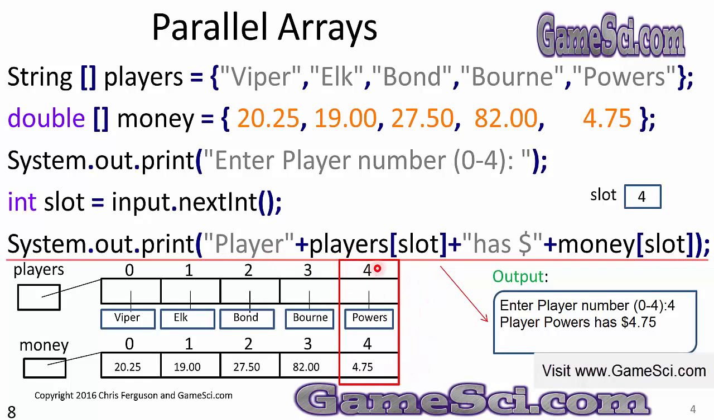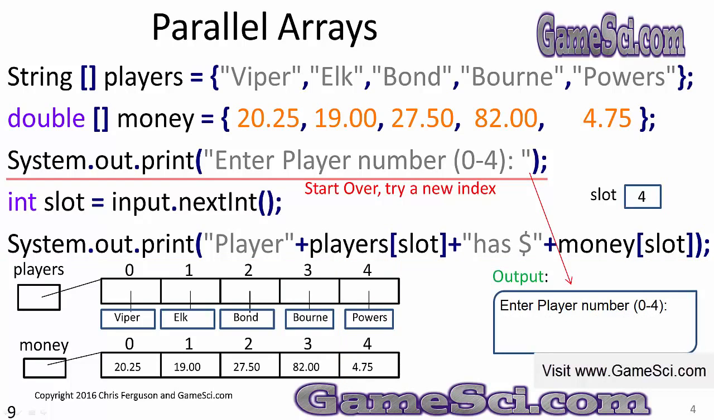We go to the players array first and find out that in position 4 of the parallel arrays, the player has a name of Powers. We then go to the other side and say has this amount, and we access the money array at the same position 4. The money array in position 4 says Powers has $4.75 in their pocket. Do you see what I mean by a parallel array? The name is stored in one array, players, and the amount of money that player has is stored in the second array, money. And index 4 of players matches or corresponds to index 4 of money.